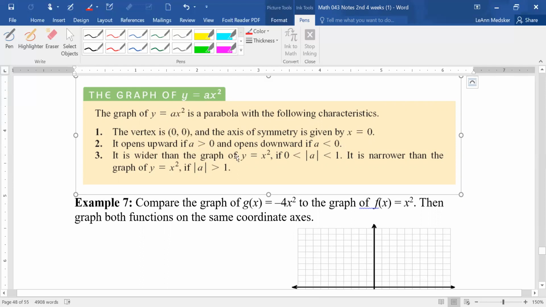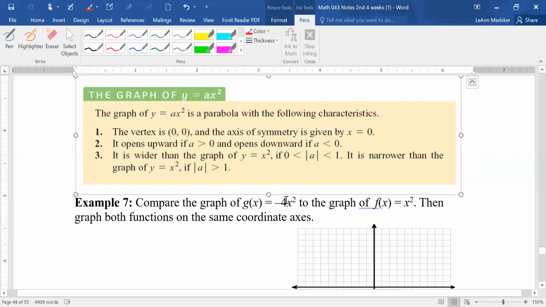It's wider than the graph of y equals x squared if the leading coefficient is between 0 and 1. So if your leading coefficient is a third, a half, 4/5, 2/3, anything between 0 and 1, you're going to get a wider graph. It is narrower than the graph of y equals x squared if the a is bigger than 1. And notice they're putting absolute value because we ignore the negative sign.